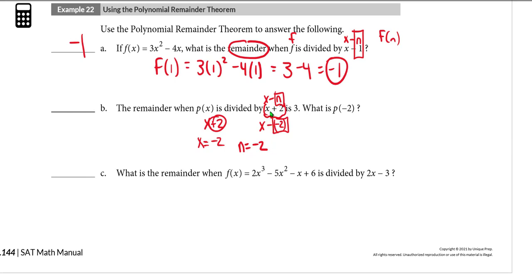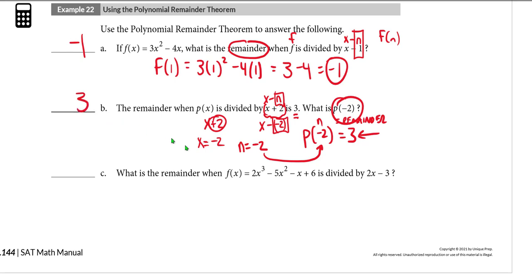So they are telling us that the remainder when p of x is divided by x plus 2 is 3, and that means that when negative 2, the value for n, goes into the p function, we should get out 3, because when we evaluate p at the n value, we get out our remainder. Well, guess what, folks? The question is just asking us what is p of negative 2. We know that p of negative 2 is 3. That one's a little bit of a brain bender. It might take a couple of times looking at that to have it all come together, but hopefully eventually it will.